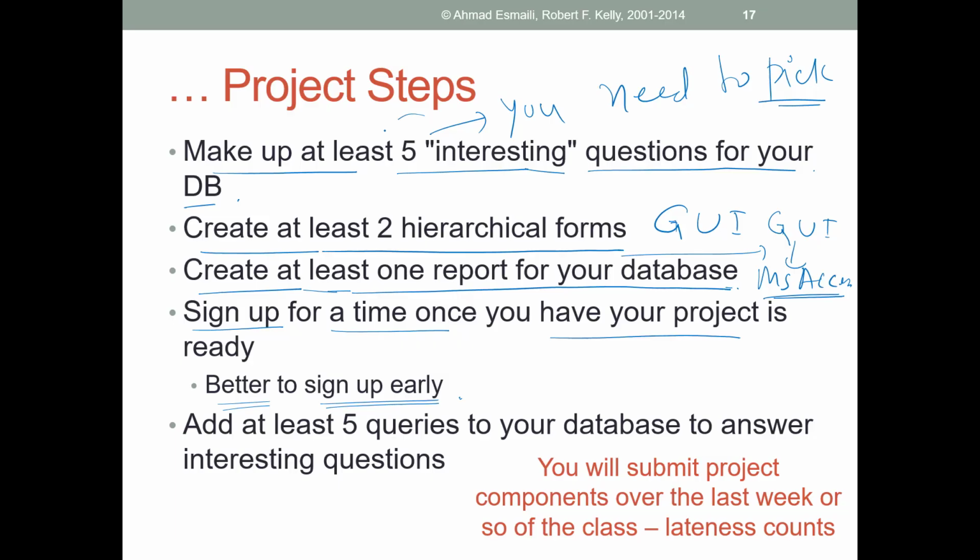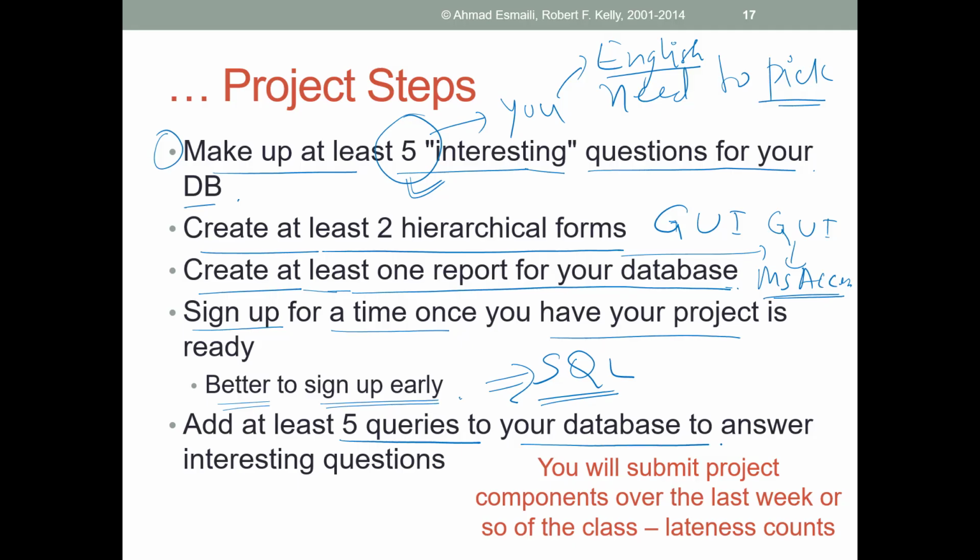Now here, these 5 interesting queries are to be thought about in English, but as you would figure out very soon, the database has its language too, which is SQL. We'll learn about this SQL language. So all these 5 interesting questions that you thought about in the first bullet, they need to be implemented. And for that, you will have to use SQL, right? So you need to add at least 5 queries in your database to answer interesting questions that you came up with over here.